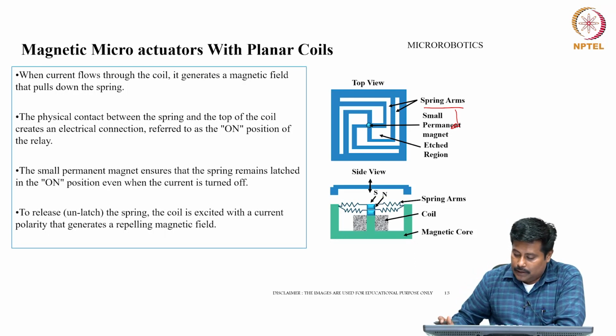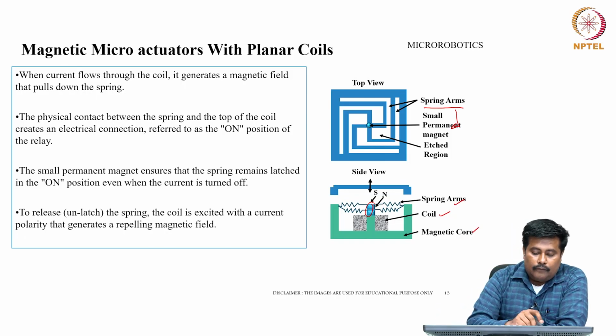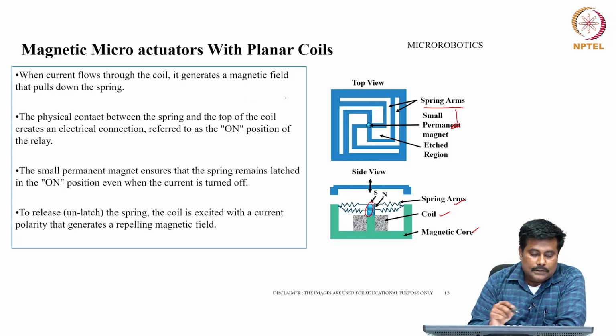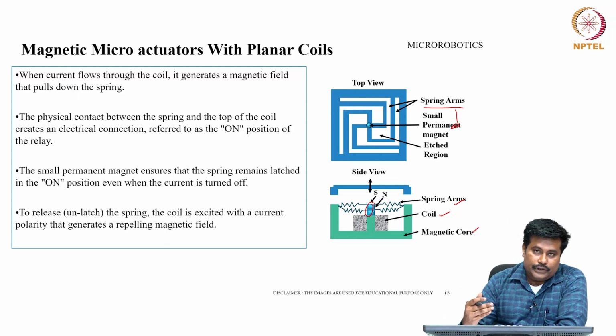In this particular case, this is a side view. In this side view we have the magnetic coil which is available, and then there are spring arms which are placed in the coil, and a magnetic core is placed over here. When the current flows through the coil, it generates a magnetic field that pulls down the spring. The physical contact between the spring and the top of the coil creates an electrical connection referred to as an on position of the relay.